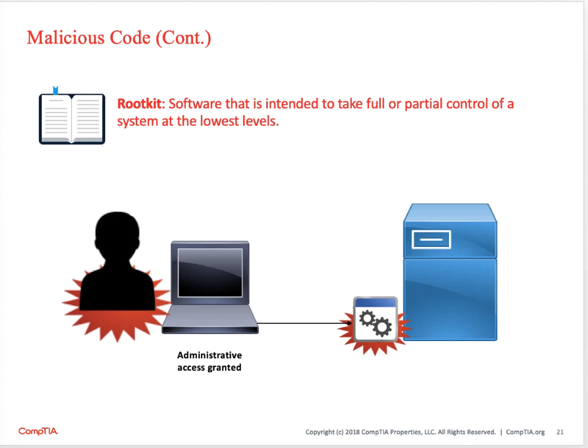So rootkits can be used non-maliciously. This is how we're going to use virtualization, right? Hyper-V, VirtualBox, stuff like that. However, most rootkit infections are going to install backdoors, malicious rootkits, and try to gain control of the target system. So in here we have the person who's trying to get access granted to the server, administrative access.